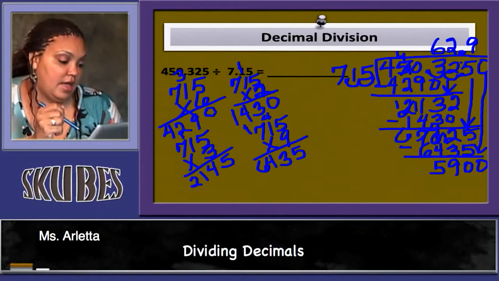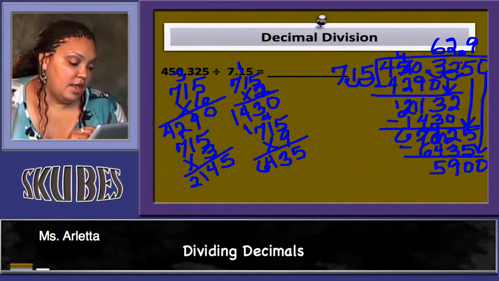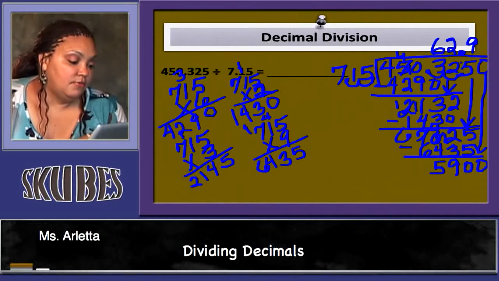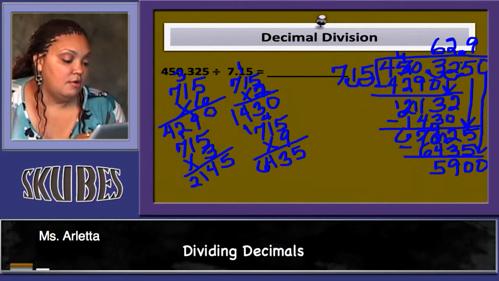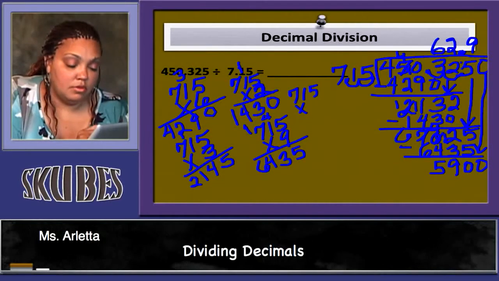Now we have 5,900. I'm looking over at the 4 numbers that I have multiplied. I don't see anything close to 5,900, but I do see that 715 times 6 is 4,290. So I'm going to try 715 times 7. Or maybe 8. Let's try 8.